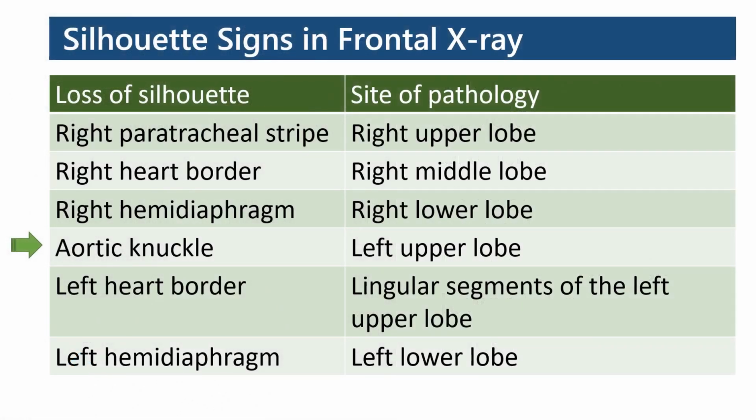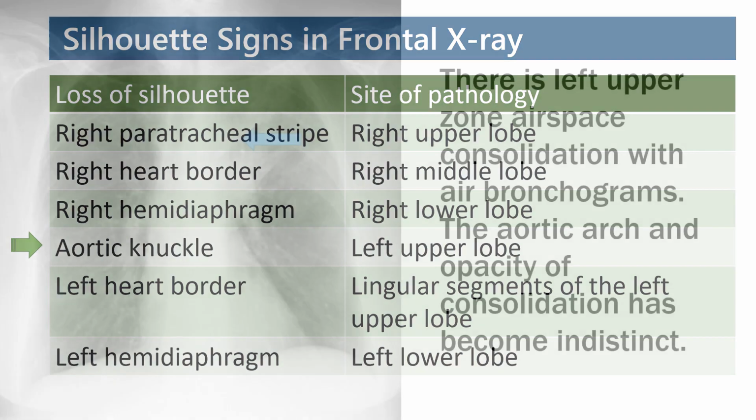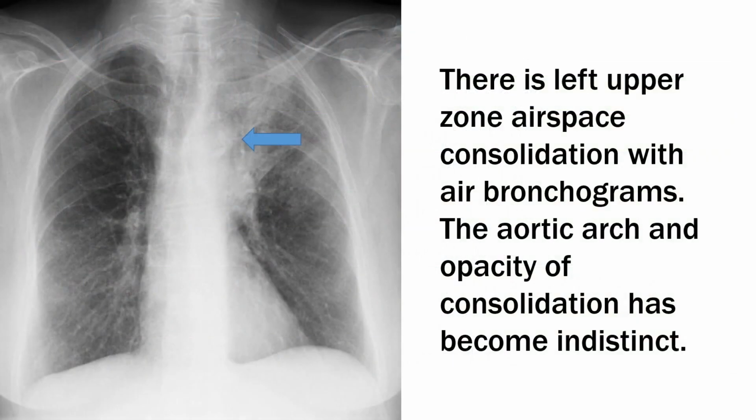If the silhouette of the aortic knuckle is lost, the site of pathology would be the left upper lobe. In this X-ray, there is left upper lobe airspace consolidation with air bronchograms. The aortic arch and opacity of consolidation have become indistinct. So, the pathology should be in the left upper lobe.